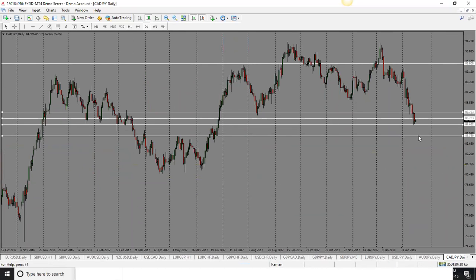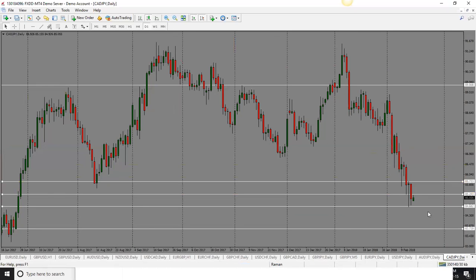But with all of them, I would be mindful that we are now running into serious lows. Right here is our low. In this, the first target would be the 84.70-ish level, and then looking for 83.80 for CAD yen to the downside.